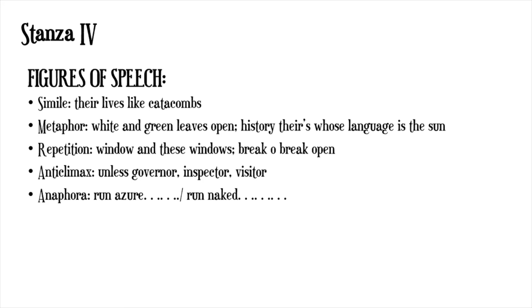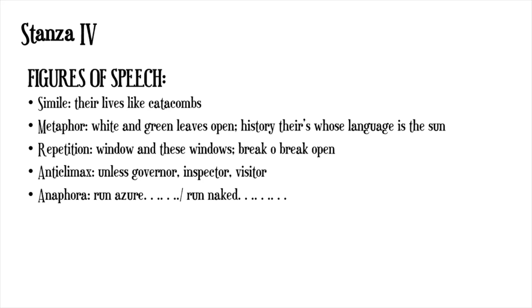Then there is anticlimax in the first line of the fourth stanza, where he says that the slums cannot be eradicated unless the governor, inspector, or visitor. It can also be said that the children cannot be brought out of the slum, or their life cannot change unless these people come ahead and help them. So this is anticlimax.